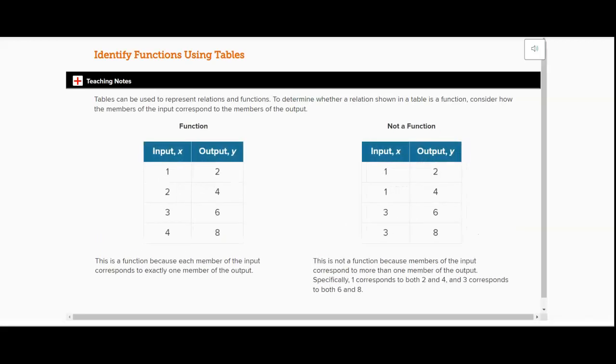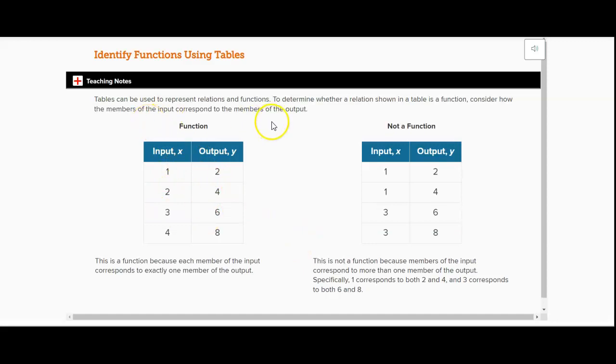Okay, another way we can identify functions is with function tables. And this is on page 256. Oh my goodness, we have a lot of different ways that we're going to look at here. On page 256, we want to look at each input and make sure that it only has one output.